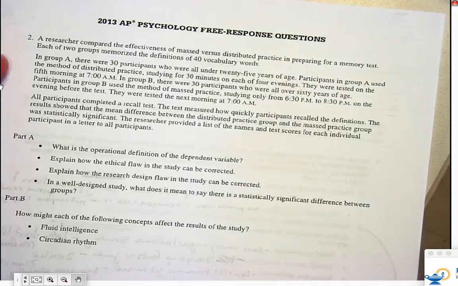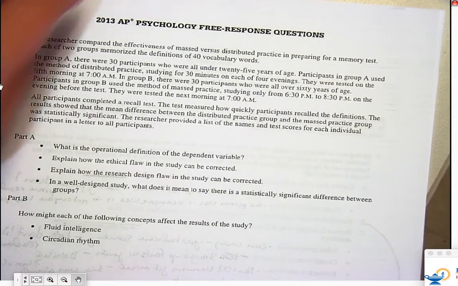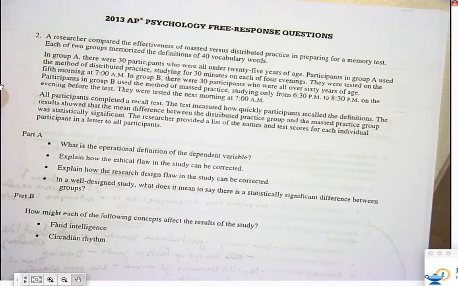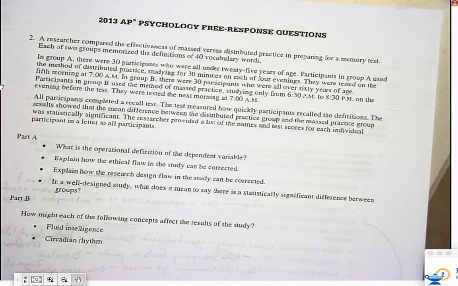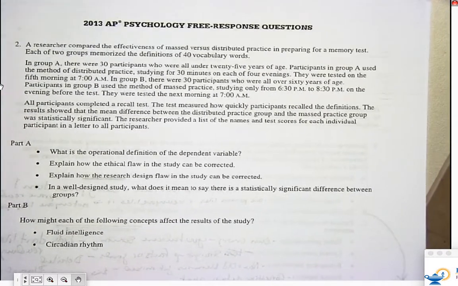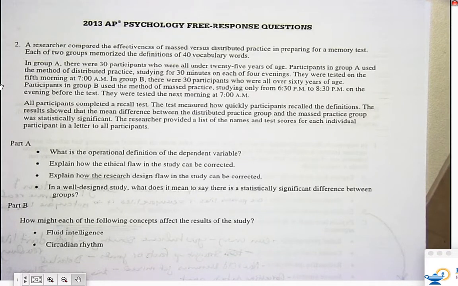All right, so a researcher compared the effectiveness of massed versus distributed practice in preparing for a memory test. Each of the two groups memorized the definitions of 40 vocab words. In Group A, there were 30 participants who were all under 25 years of age. Participants in Group A used the method of distributed practice, studying for 30 minutes on each of the 4 evenings. They were tested on the 5th morning at 7 a.m.